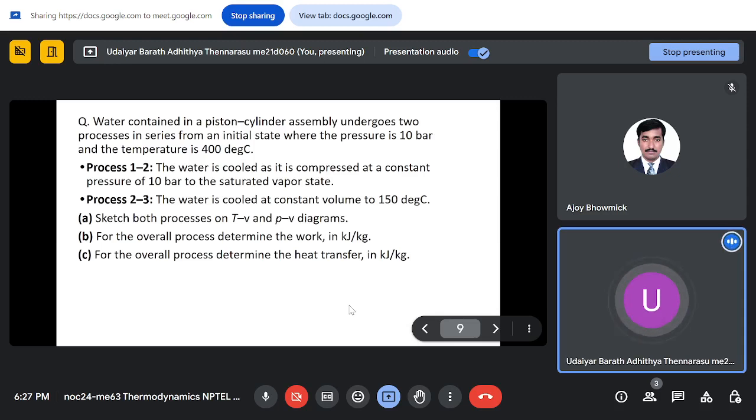Now what they are asking is, the initial state is given as 10 bar and 400 degrees Celsius. They are asking you to plot on a TV and PV diagram. Then for the overall process, determine the work, and for the overall process determine the heat transfer. So from 1 to 3 we need to find out the net work done and the net heat transfer during these two processes, the total process.